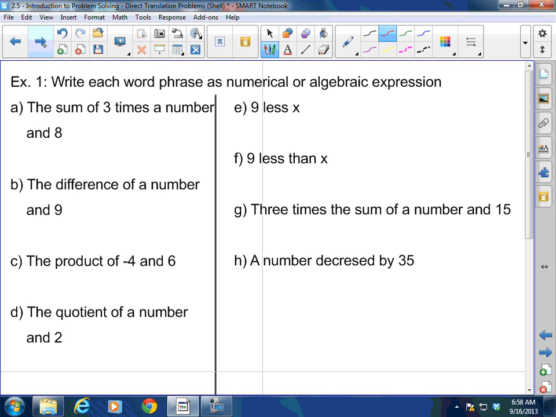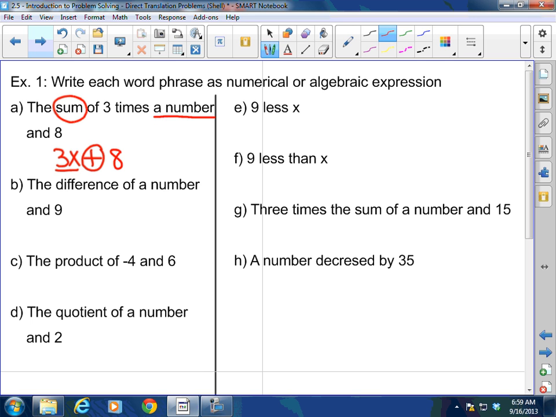The sum of 3 times a number and 8. Remember, we don't know what this number is, so that means that's the variable. So the sum, we're talking about an addition. Okay, so we have the sum of 3 times a number and 8. Here's your 3 times the number. Here's your sum. The number is x, golden.